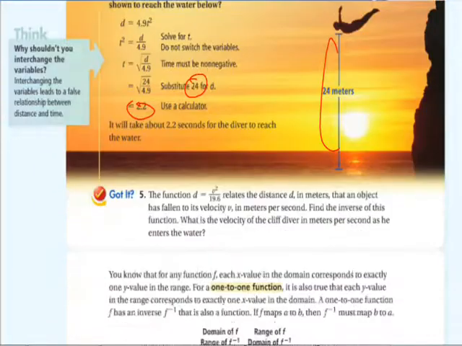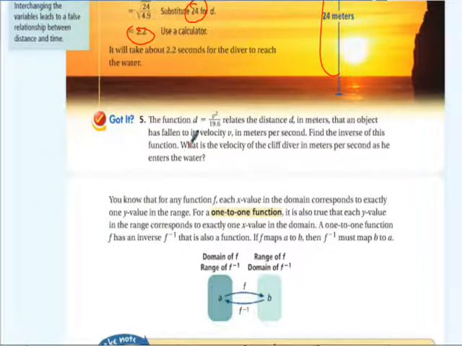Right? This function here, d equals v squared over 19.6, relates the distance in meters that an object has fallen to its velocity v in meters per second. Find the inverse of this function. What is the velocity of the cliff diver in meters per second as he enters the water? So, what's his velocity now?